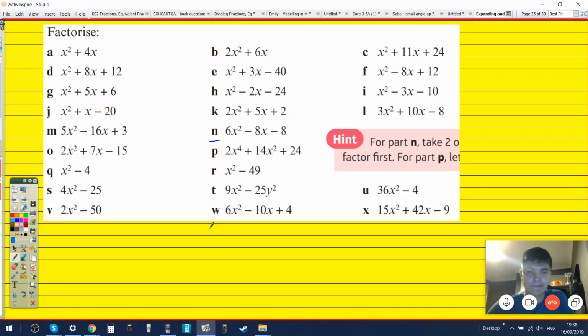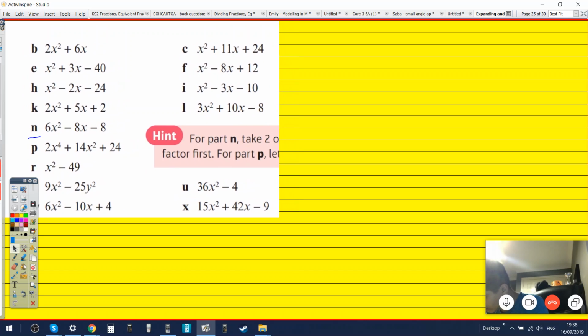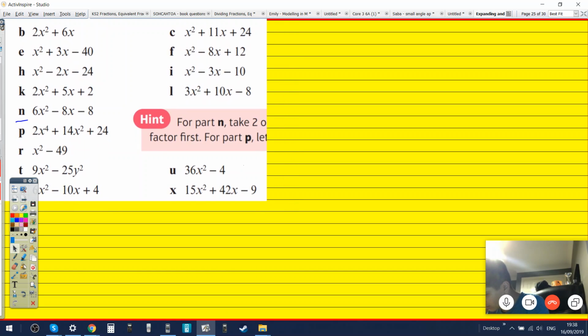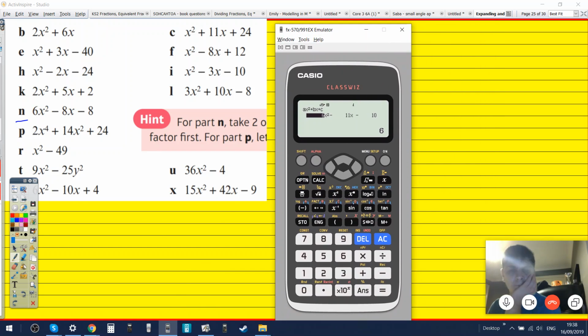So I need to do 6 times minus 8, which will give minus 48, that adds to give minus 8. Do you want to just try using the calculator? So A, B, and C. So menu, and then which one do I press, simultaneous equation or polynomial? Polynomial. Okay, polynomial.